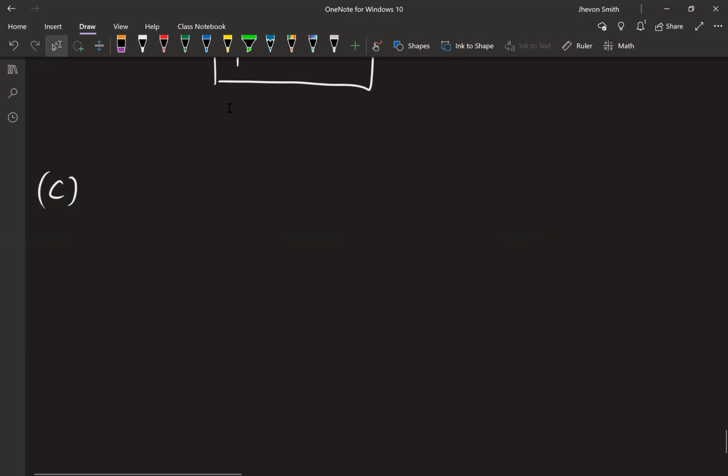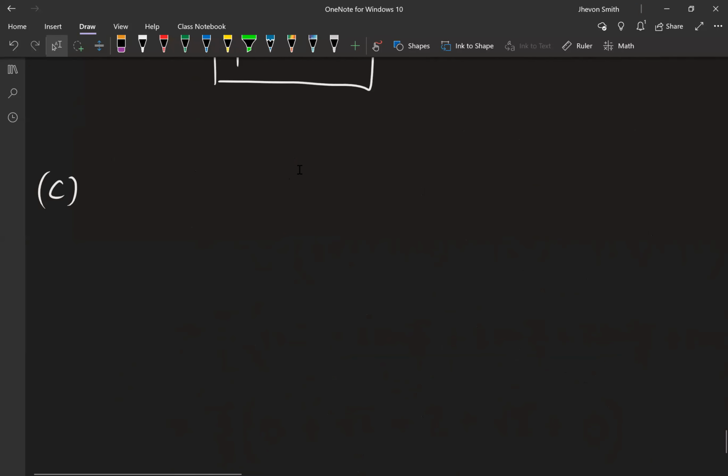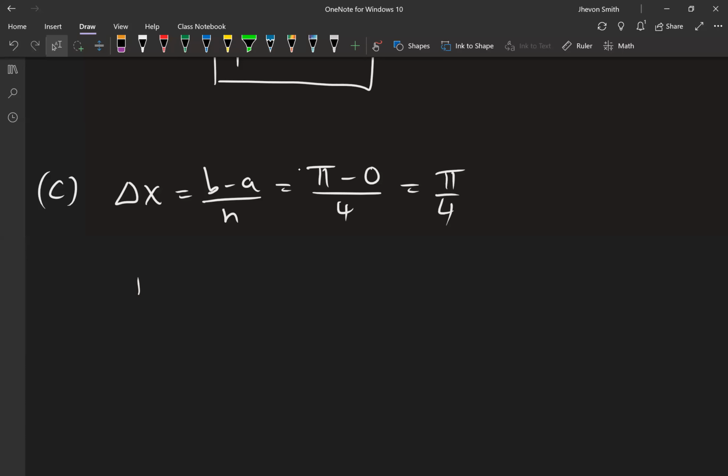So here's from start to finish, just going to show you what this would look like. So again, we're going to do delta x. This is b minus a over n. This will be pi minus 0 over 4. This will be pi over 4. Next thing I'm going to do is look at my interval. This goes from 0 to pi. I know I want to dissect it into 4. It's pi over 4. Add another pi over 4, I get 2 pi over 4. Add another pi over 4, I get 3 pi over 4. Add another pi over 4, I get pi.